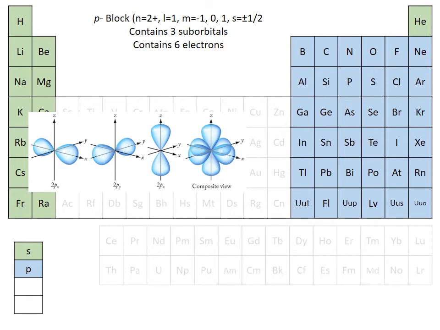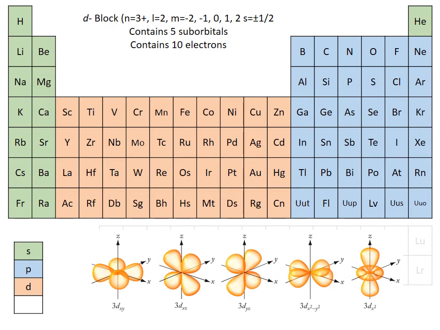If we continue going up in value, we get the d block next. L has to equal 2 to have a d orbital, so n is 3 or more. If L equals 2, m can be -2 to +2, so the d orbital contains 5 suborbitals. You can see them here, 1, 2, 3, 4, 5. Each of those suborbitals can hold 2 electrons, so it contains 10 electrons in total. And you can see we've got 10 columns. That matches up with those 10 electrons.